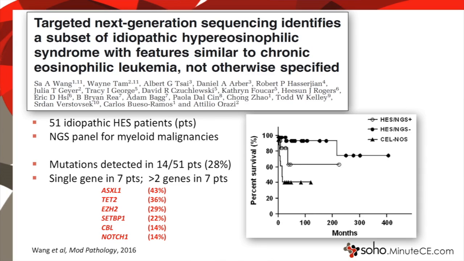And in a study, when they looked at the long-term survival of the HES patients, those that have myeloid mutations actually did worse compared to those that didn't have any mutations. And in turn, those that had mutations had a long-term prognosis that was similar to those of patients with chronic eosinophilic leukemia, which generally, again, is relatively poor.